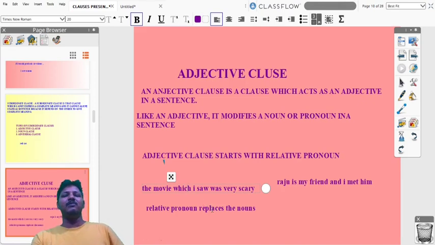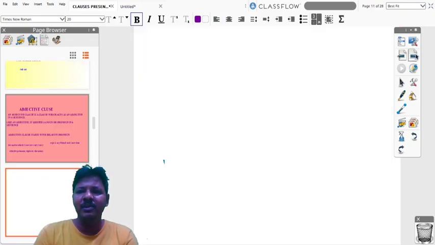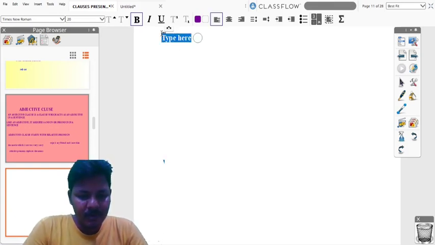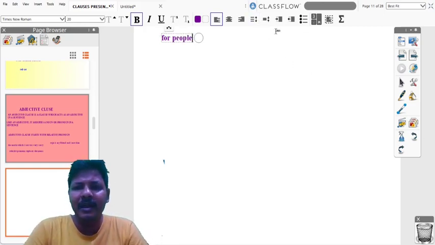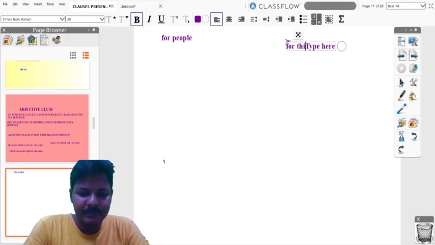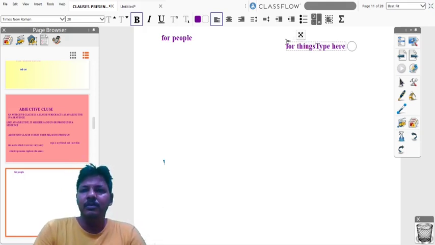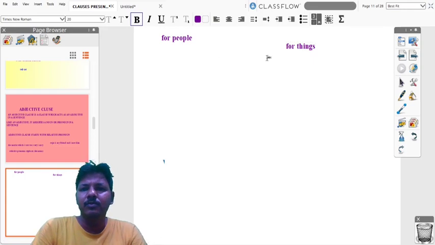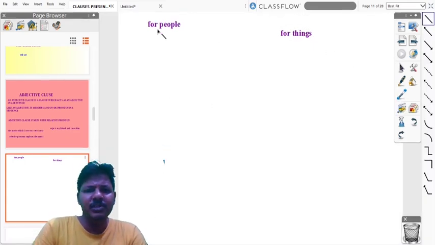So I hope you understand why we use relative pronouns in adjective clauses. Next we will move to the next slide. Which relative pronouns do we use in adjective clauses, friends? For people we use relative pronouns, and also we use them for things. For people, which relative pronouns do we use, friends?